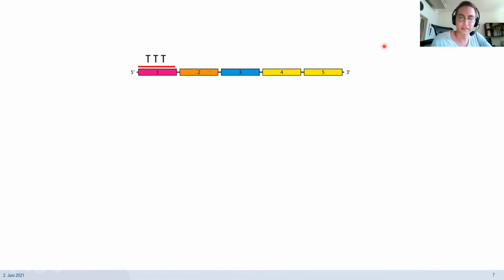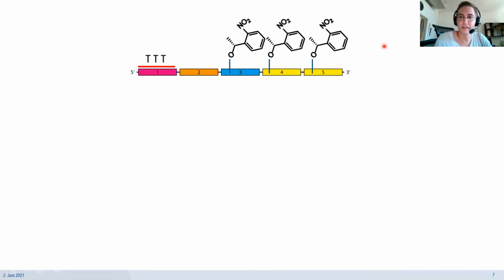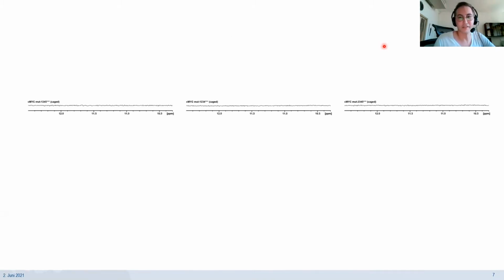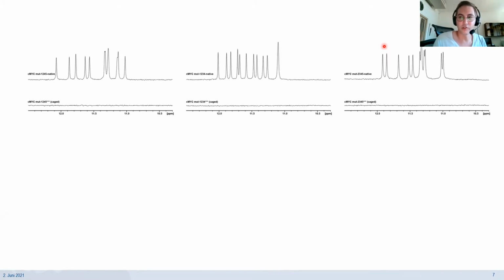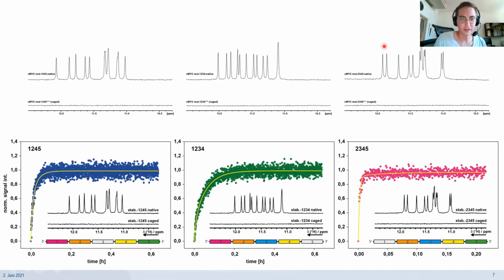And in a second step, you can introduce multiple photo cages, and this will prevent the DNA from any kind of base pair interactions or overall folding interactions. I show you here the basically empty or baseline fingerprint region of all three different conformations, meaning that at physiological sample conditions, you have a completely unfolded state. And after light irradiation, you quantitatively restore the native fold of the respective conformations. And thus you get the related conformation-specific kinetics of the folding reaction.